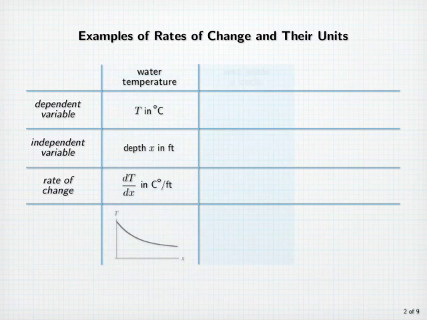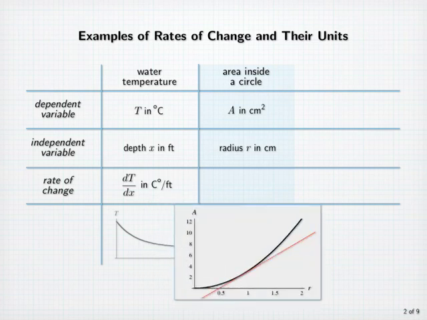In another situation, we might be interested in the area inside a circle. The dependent variable would be the area capital A, and we may be measuring that in square centimeters. An independent variable we could use is the radius r in centimeters. We actually know what the graph of this function looks like because A is pi r squared. The graph of A is a parabola opening upward.